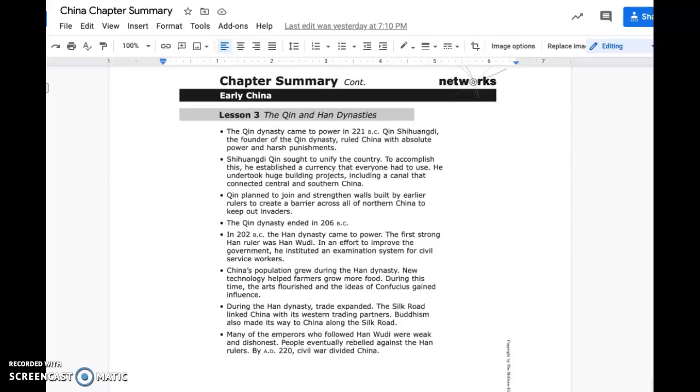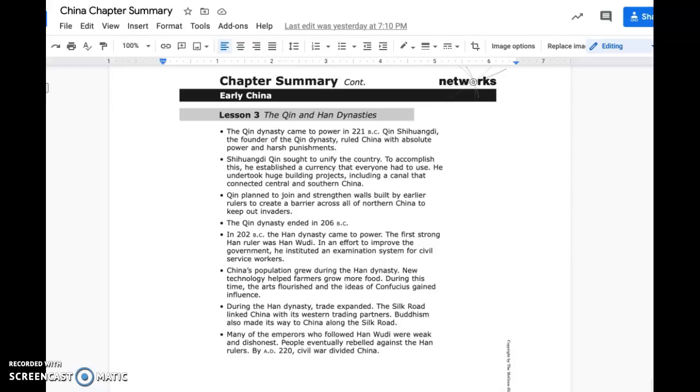The first strong Han ruler was Han Wudi. In an effort to improve the government, he instituted an examination system for civil service workers. China's population grew during the Han Dynasty. New technology helped farmers grow more food.